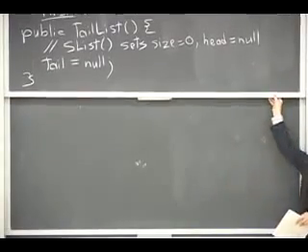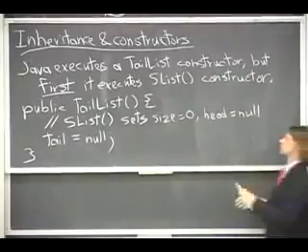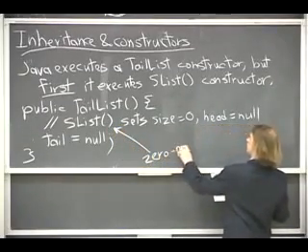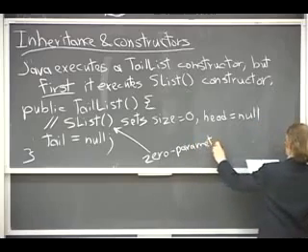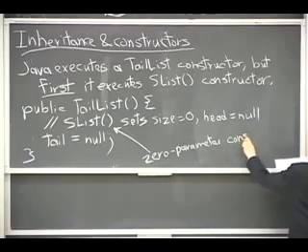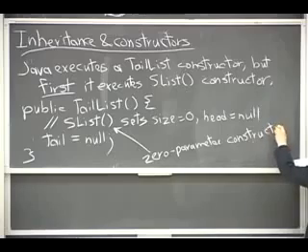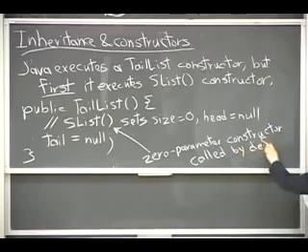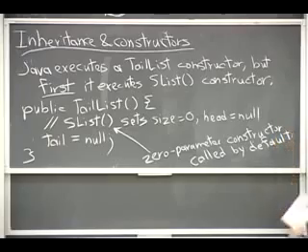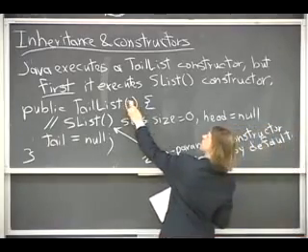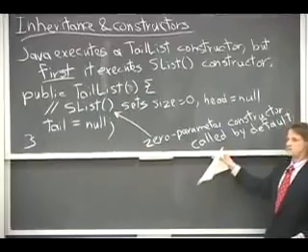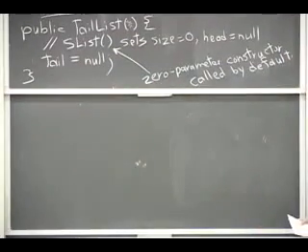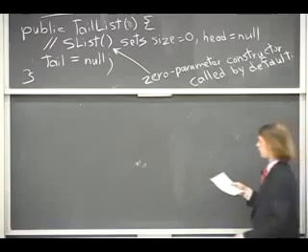Now, you might not want the zero parameter constructor. That's what you get by default. And again, it doesn't matter how many parameters there are here in the TailList constructor. It's the zero parameter SList constructor that gets called by default. And if you want to change that, you have to say so.